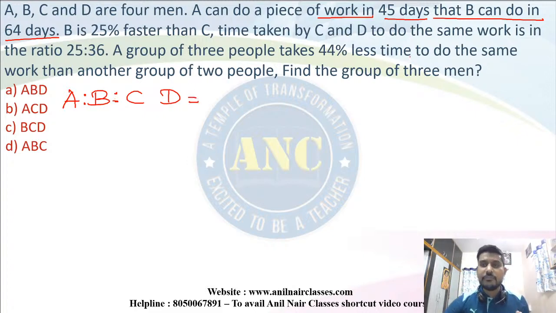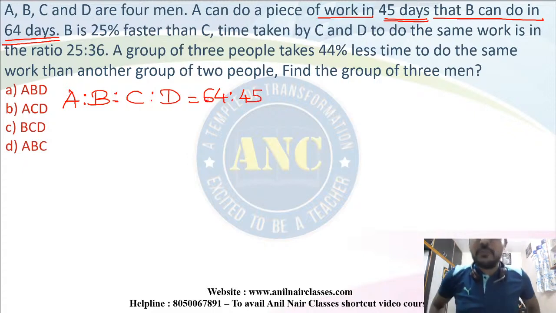But 45 days and 64 days are the time taken by A and B. But I don't want to use the time ratio. I want to use efficiency ratio. A is to B, time ratio is 45:64. Efficiency ratio will be 64:45. It will be reverse. Simple. So it is 64:45.